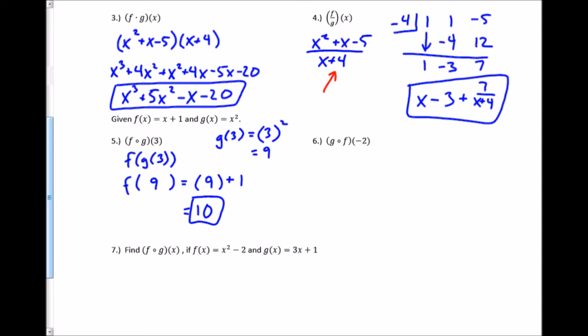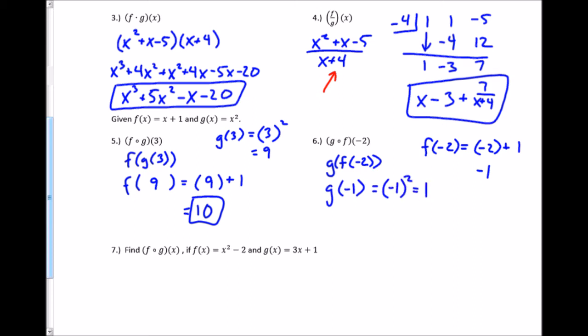In number 6, I do the same thing. This is g of f of negative 2. So this time, starting inside the parentheses, I've got f of negative 2. So I'm plugging negative 2 into the f function. That's a negative 2 plus 1, which is a negative 1. So now I have g of negative 1. I plug the negative 1 into the g function, and I find out that I have a positive 1 here. And that's it.